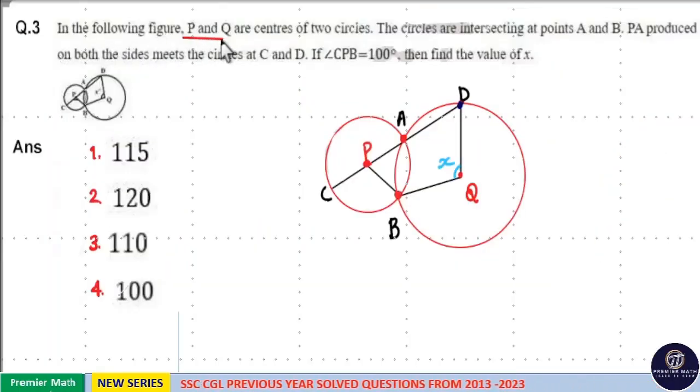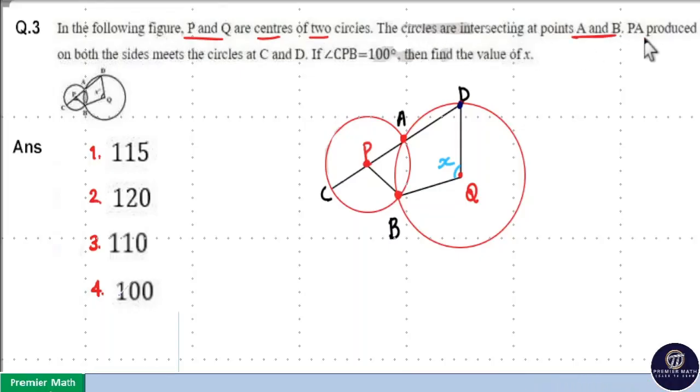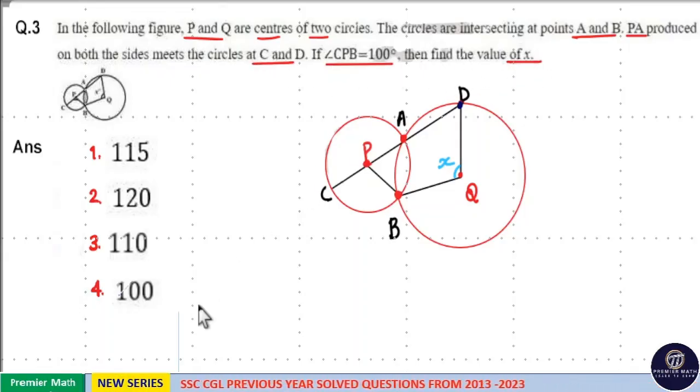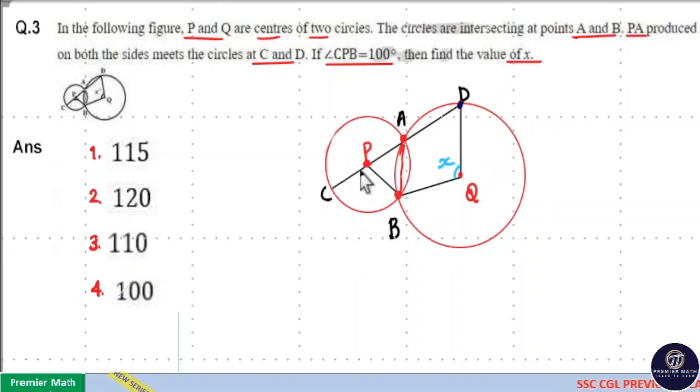In the following figure, P and Q are centers of two circles. The circles are intersecting at point A and B. PA produced on both the sides meet the circle at C and D. If angle CPB is 100 degree, then find the value of x. Here, P and Q are centers and these two circles intersect at point A and B, creating the line AB. Now, PA extends to C and D, producing the line CD, and this angle CPB is 100 degree. This 100 degree is created by this arc CB at the center of the circle.